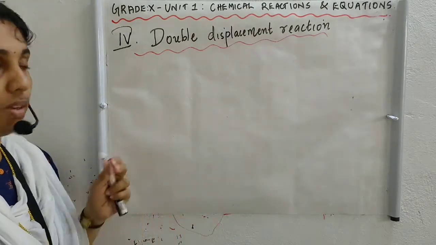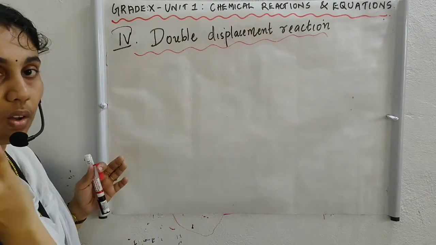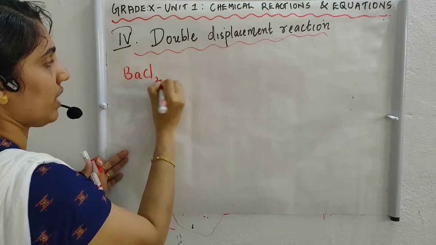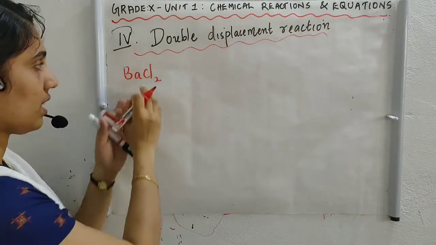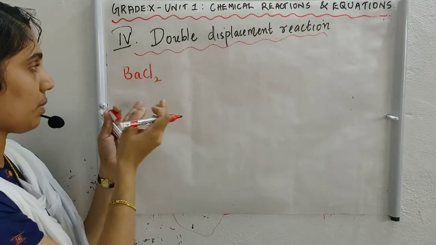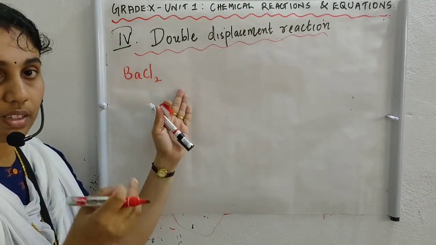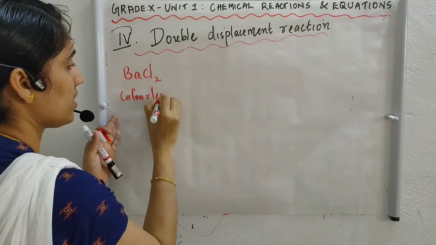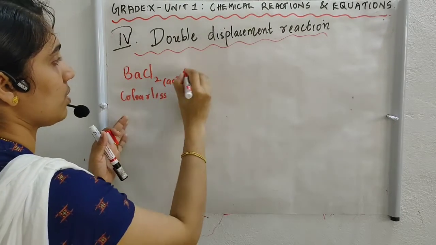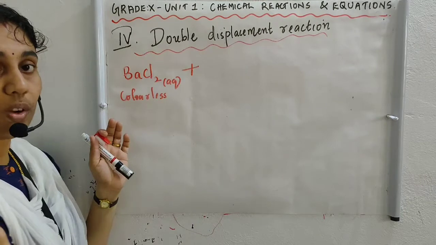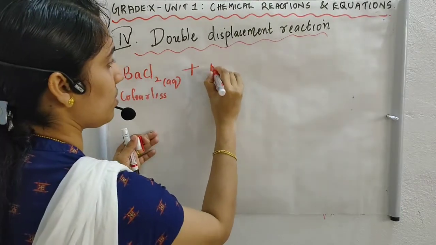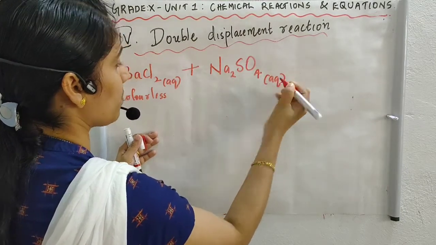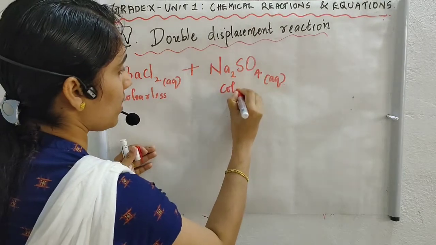Consider one example. You take 5 ml of barium chloride solution. Barium chloride is a white or colorless salt. So take 5 ml of barium chloride solution in one test tube, colorless, aqueous, plus 5 ml of sodium sulfate solution. Sodium sulfate is also a colorless solution, Na2SO4 aqueous. Both are colorless.